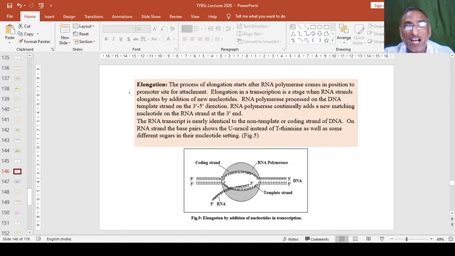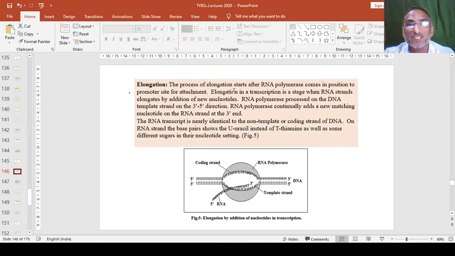Elongation. Now the chain is formed continuously, that is elongation. You can see here the elongation by adding nucleotides in transcription. The addition is continually going on and elongation of the chain is continuous. This is, as usual, RNA polymerase. This is the coding strand and this is the new strand of RNA, and this is the template strand and this is the newly formed strand. This is 3' to 5', therefore this is 5' to 3', therefore the complementary strand is there.